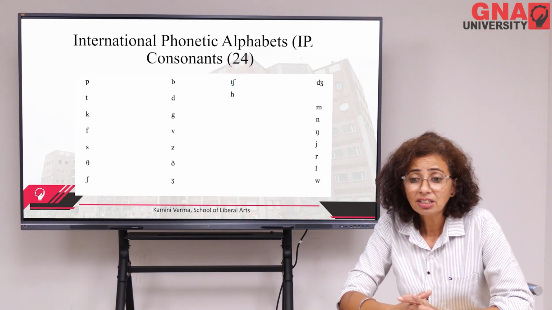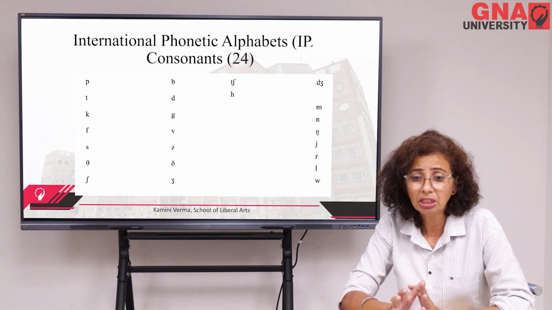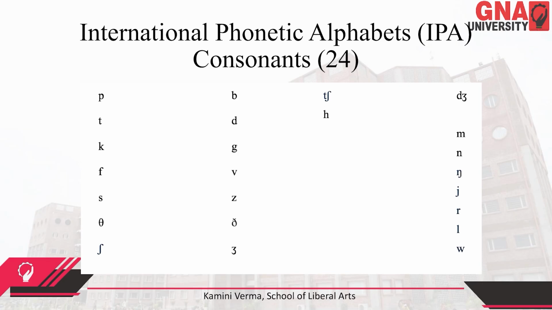The International Phonetic Alphabet means these are the alphabets designed by the International Phonetics itself, and there are a total of 24 consonantal sounds which a person uses at the time of speaking. The sounds written over here, I'll speak in one go as a quick review, but later on I'll explain every single sound to you in detail.